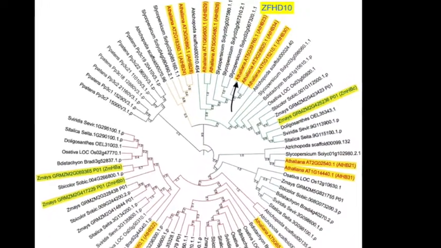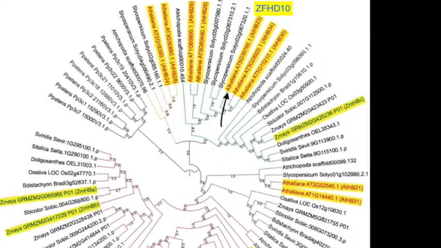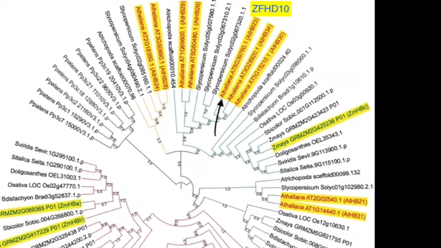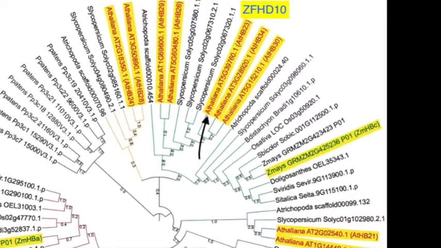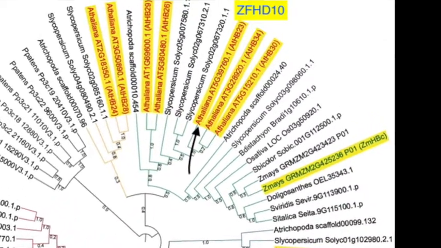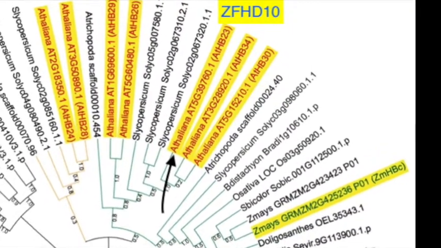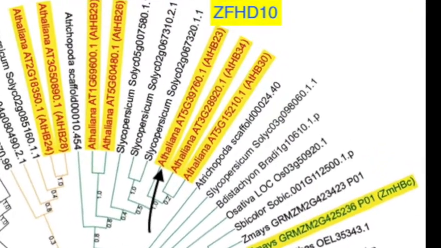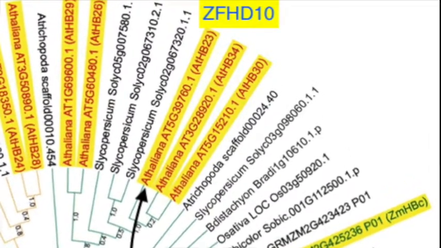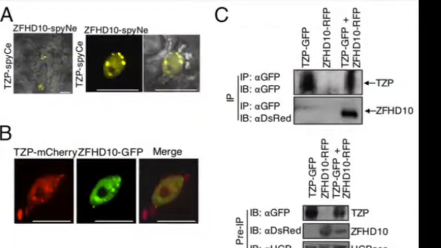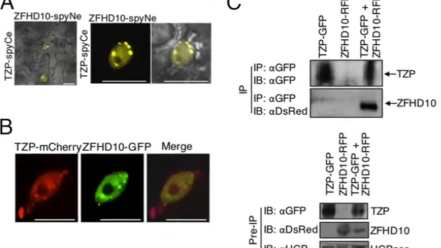And to our surprise, there was not much known about these transcription factors. There were a couple of very nice papers from the Irish lab, and they showed that some other members, not the one that we identified to interact with TZP, are involved in drought tolerance, but there was no information connecting them to light signaling. So it was interesting to us. We thought that's something novel, so it would be cool to figure out if these transcription factors also regulate plant development in response to light. So that's how the story started.